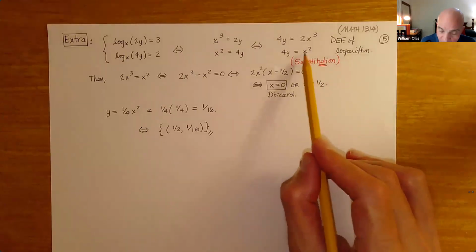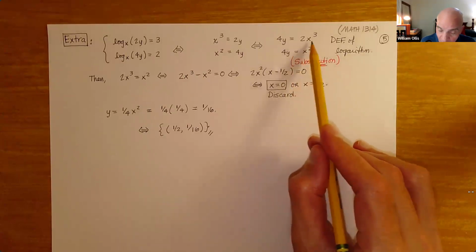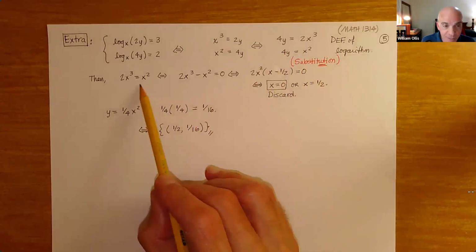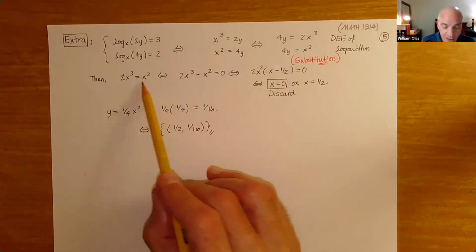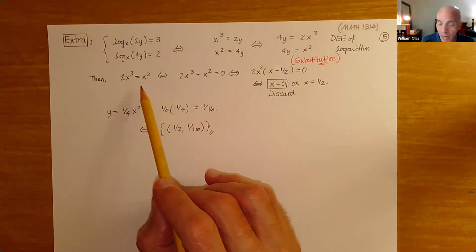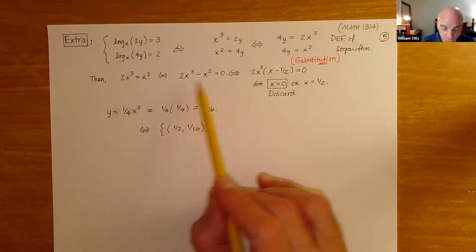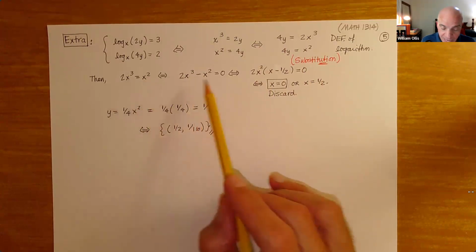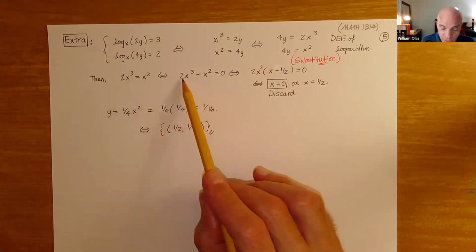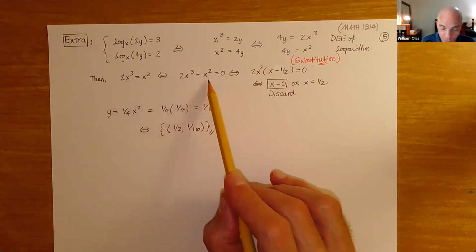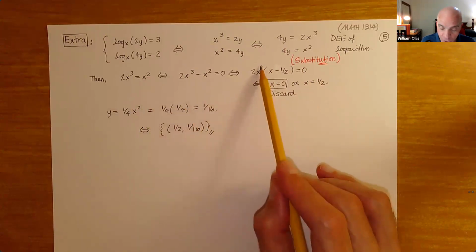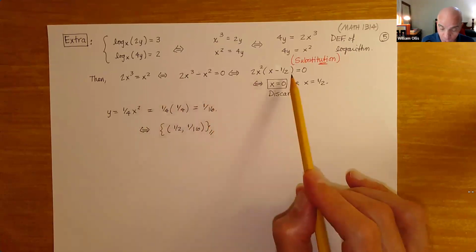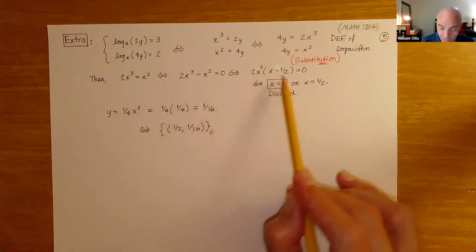But now, of course, since we have 2x cubed equals 4y and x squared equals 4y, we can simply set them equal. And now we have a very straightforward algebraic equation. We can simply move the x squared to the same side as the 2x cubed and factor. Notice here, we'll just extract a 2x squared from each term. So we have the 2x squared times x.